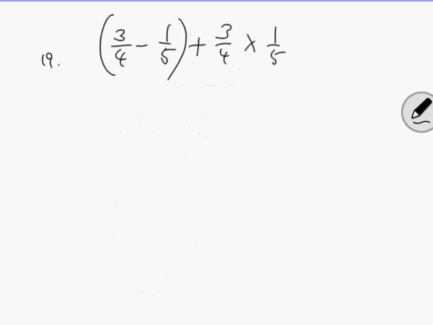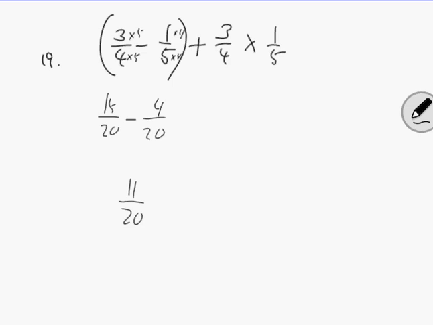Question 19 is a little bit more complex BEDMAS question. There's 3 operations, one with brackets. So the first thing I want to see you do is subtract these properly. The equivalent fraction here would be 15/20. The equivalent fraction here would be 4/20. So that works out to be 11/20.